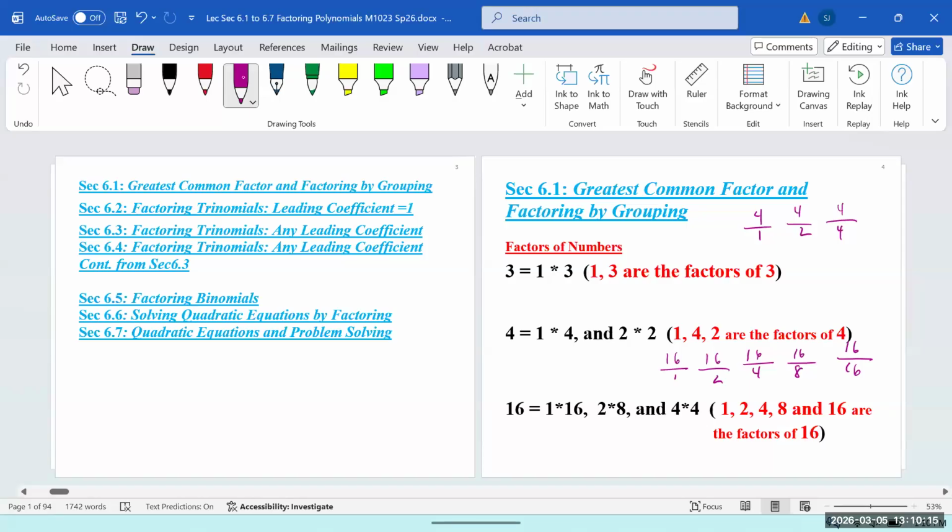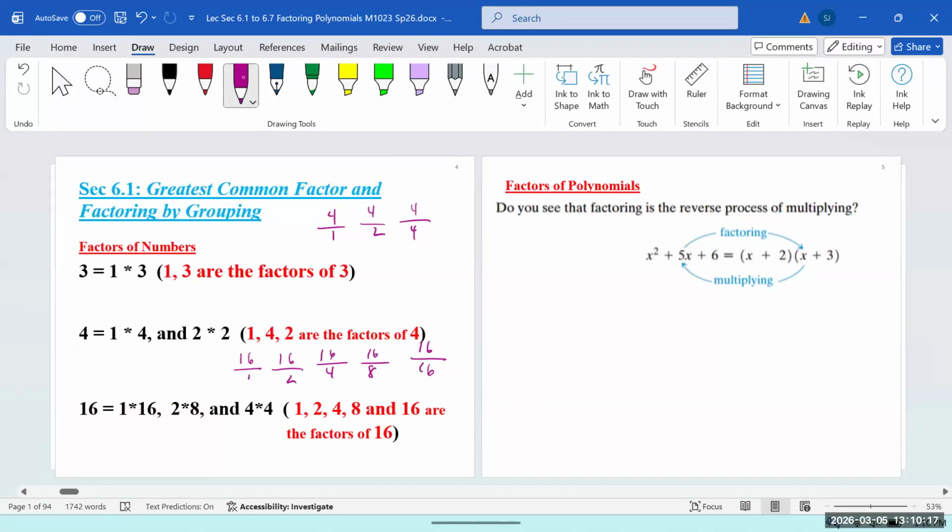Now, why do we care about factors? Because factors are going to help us to factor anything. So just like numbers, if you factor a polynomial and multiply whatever you get, you're supposed to get the polynomial back. If you don't get the polynomial back, that means the factors you found are wrong. They're not right.